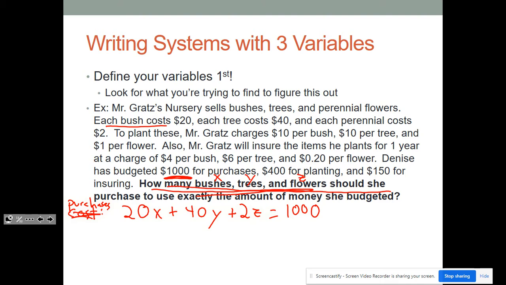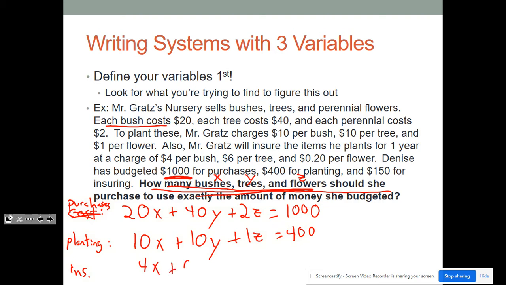Then you have money for planting also, so write an equation for that. So for planting, it was $10 per bush, so 10x, 10 per tree, $1 per flower, and she has 400 available for planting. Then same deal for the insuring. We have $4 per bush, $6 per tree, and 20 cents per flower, and she has 150 to spend. So those are my inequalities.